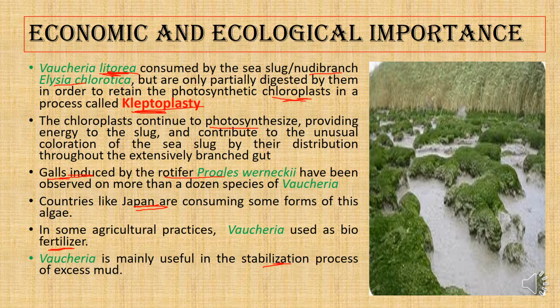We know that Vaucheria grows as a slippery, very soft layer over the surface of damp soil, and that is why it is also called felt algae. This entire formation of a thin mat of Vaucheria on damp soil helps in the stabilization of mud. So that is also another ecological importance.